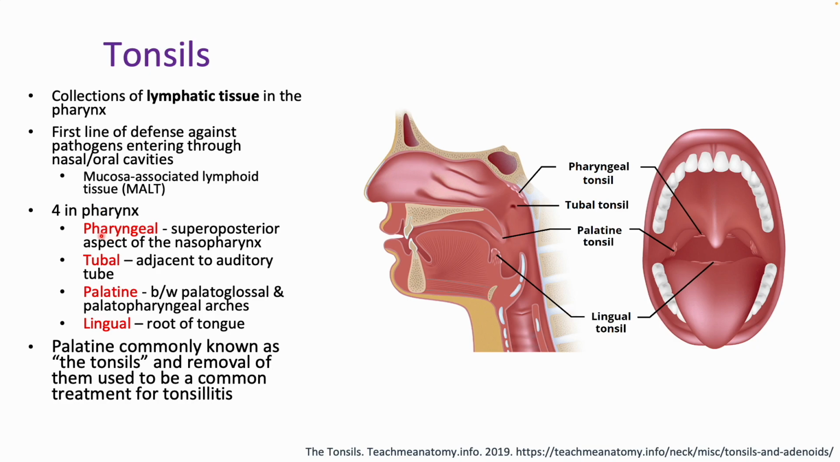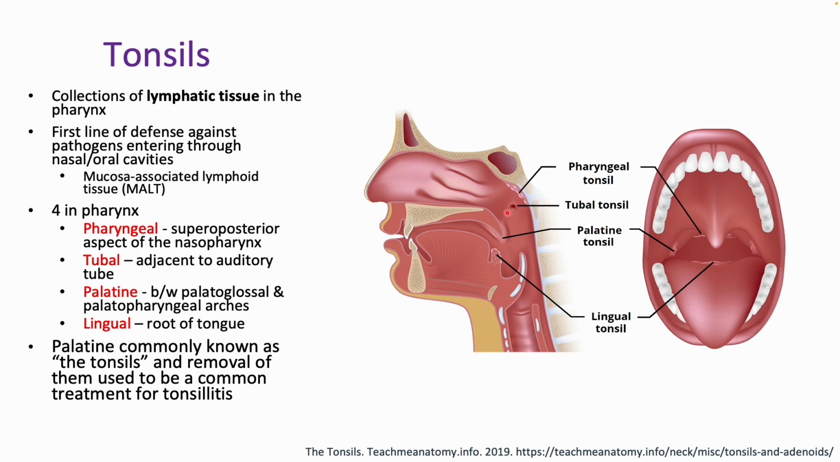And that's going to be the pharyngeal tonsils, the tubal tonsils, the palatine, and the lingual. And so they're kind of named for where they're at, so you should be able to have an idea based on that. But the pharyngeal is going to be at the supero-posterior aspect of the nasopharynx, so that's going to be up here.